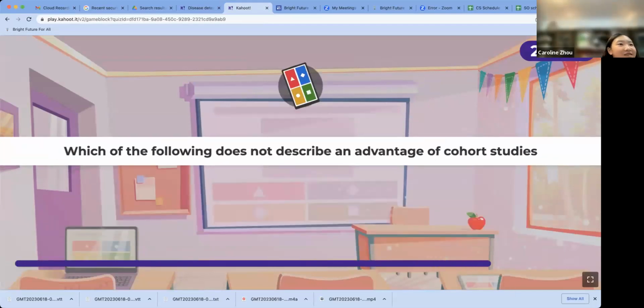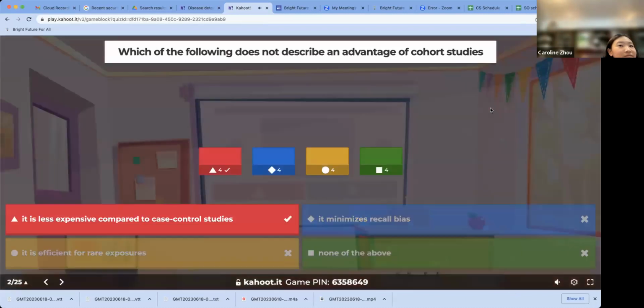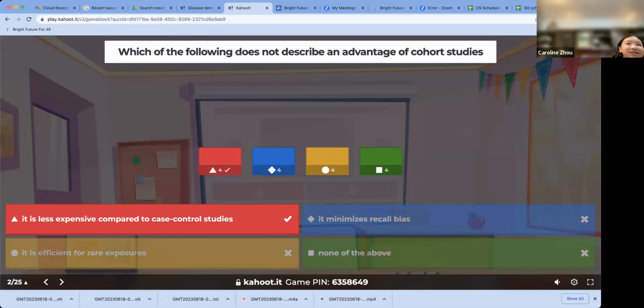Double points. Which of the following does not describe an advantage of cohort studies? Yeah, it's less expensive compared to case control studies. This one you kind of just have to memorize or look for in the notes, I guess. Oh, by the way, there's a 10-second time limit, so if you don't know, just guess and hurry up. It's fast. There's 25 questions.